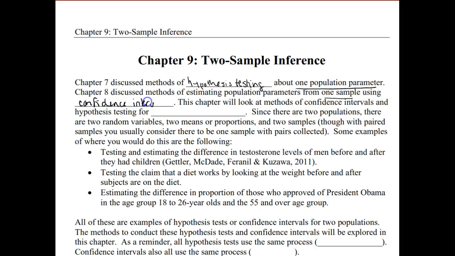So again, we did a confidence interval for mu and a confidence interval for p. In this chapter, we're basically going to repeat everything we did in Chapters 7 and 8 now for two groups instead of one. So this chapter will look at methods of confidence intervals and hypothesis testing for two populations.